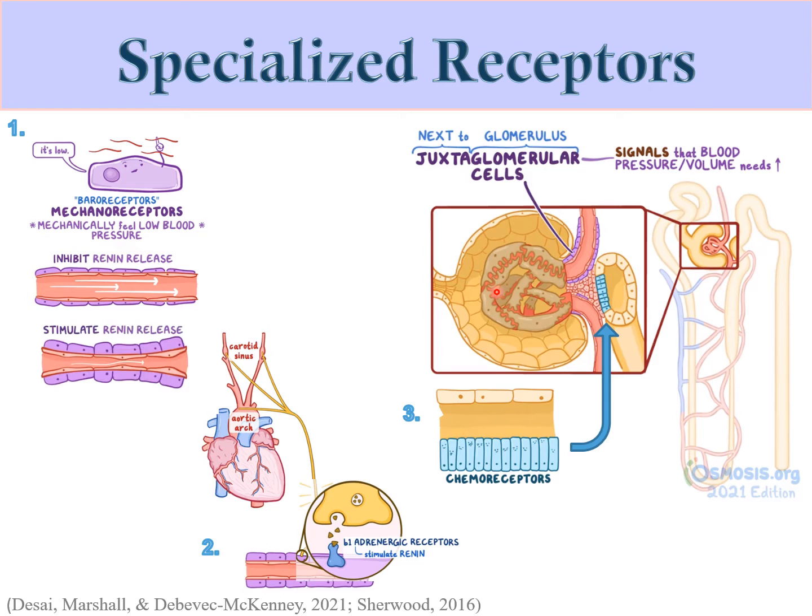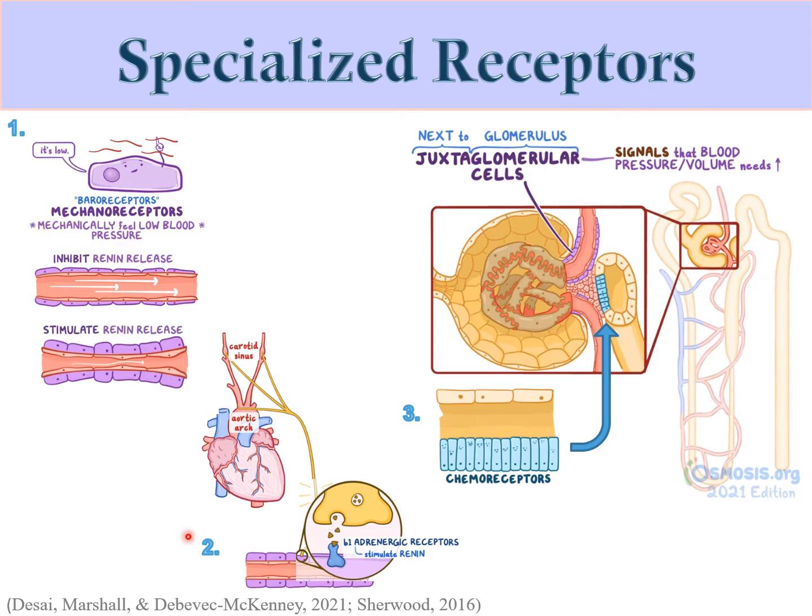And these signals can come in 3 different ways through specialized receptors, as you see 1, 2, and 3. So first, the juxtaglomerular cells are actually called mechanoreceptors, also known as baroreceptors. And they're designed to mechanically feel if there's low blood pressure in the incoming blood. Now, if they're stretched by an increased blood pressure, they'll inhibit renin release. When they are collapsed from low blood pressure, they'll stimulate the renin release.